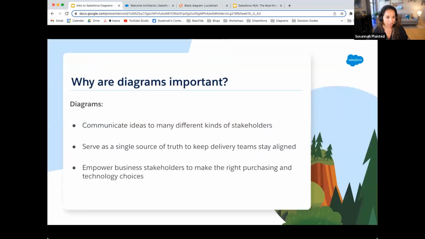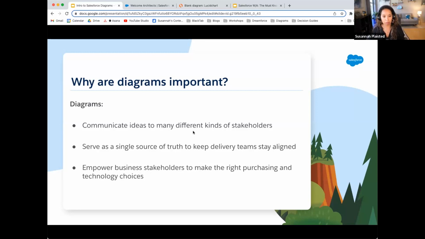So Matt covered a lot of this, and I agree with everything that was said. Diagrams are important for communication. They serve as a single source of truth during implementation as well. Folks can refer to them and make sure that they're building things the right way for some types of diagrams, and we'll talk about that. And then at the beginning of the process, they can make sure that stakeholders are making the right purchasing decisions, right?